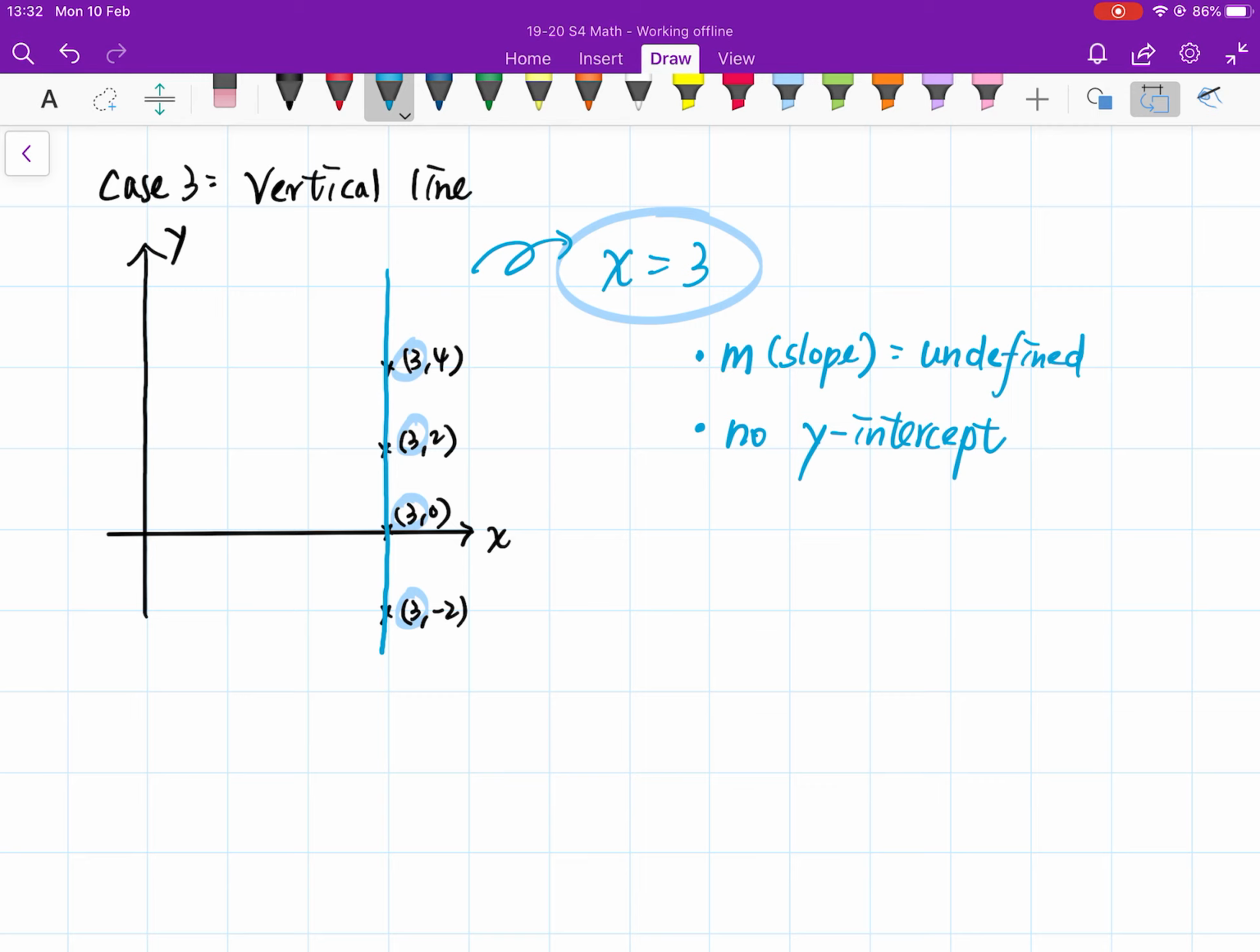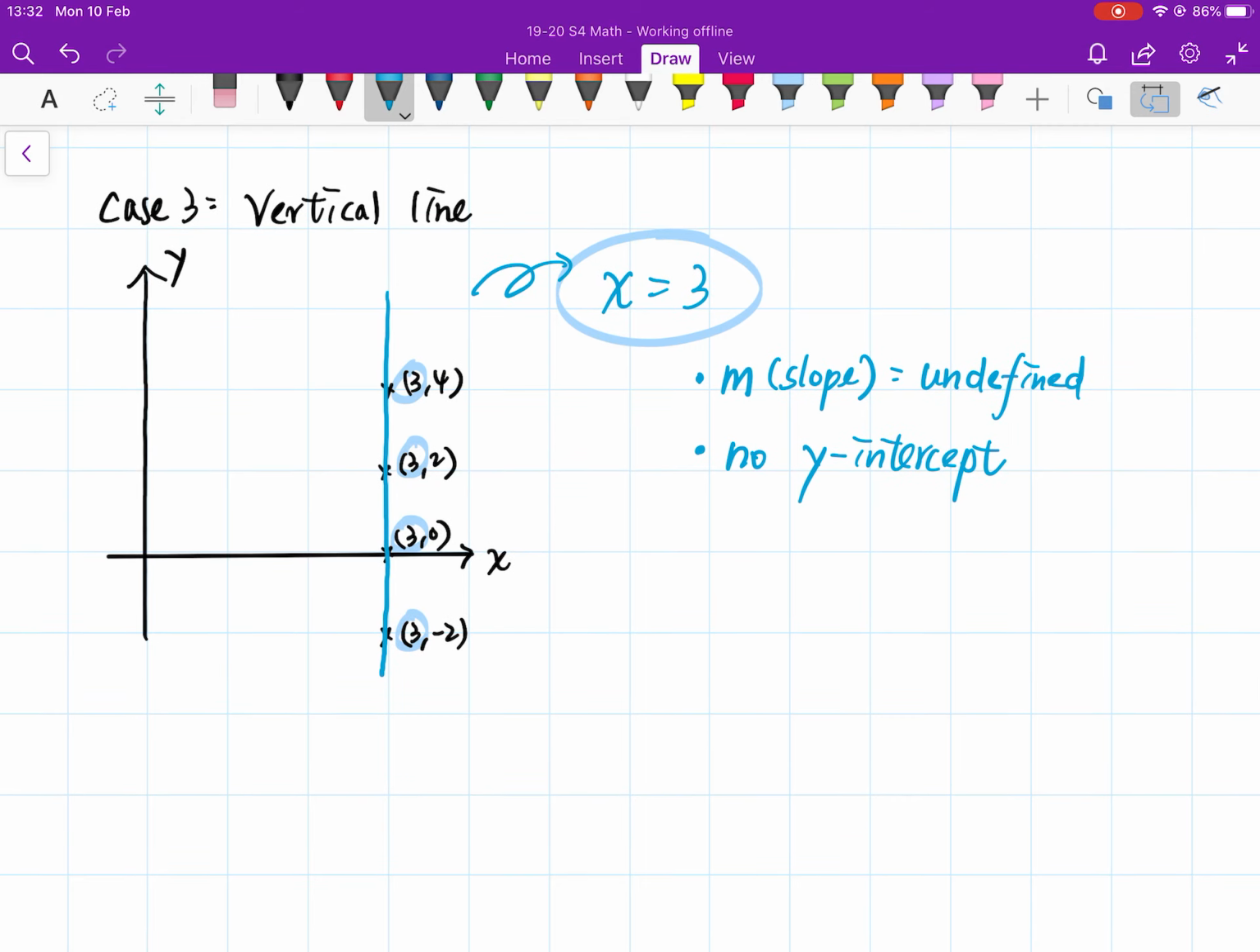Okay, good. This is the end of this video to identify 3 cases of straight line. If you have any question, please find me or watch the video again.